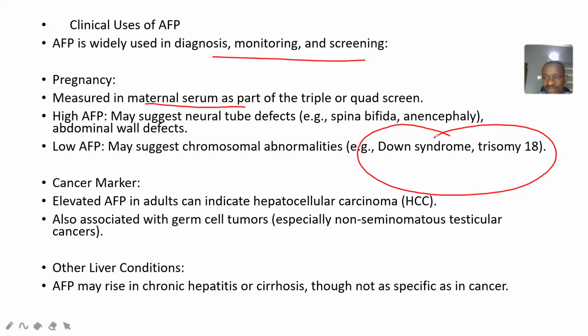It's also a marker of cancer. Cancers of the liver make the levels abnormally high, and also germ cell tumors. For other liver conditions like hepatitis, I can measure the levels of alpha-fetoprotein to diagnose hepatitis. Also for liver cirrhosis, I can measure the levels of alpha-fetoprotein to diagnose liver cirrhosis.